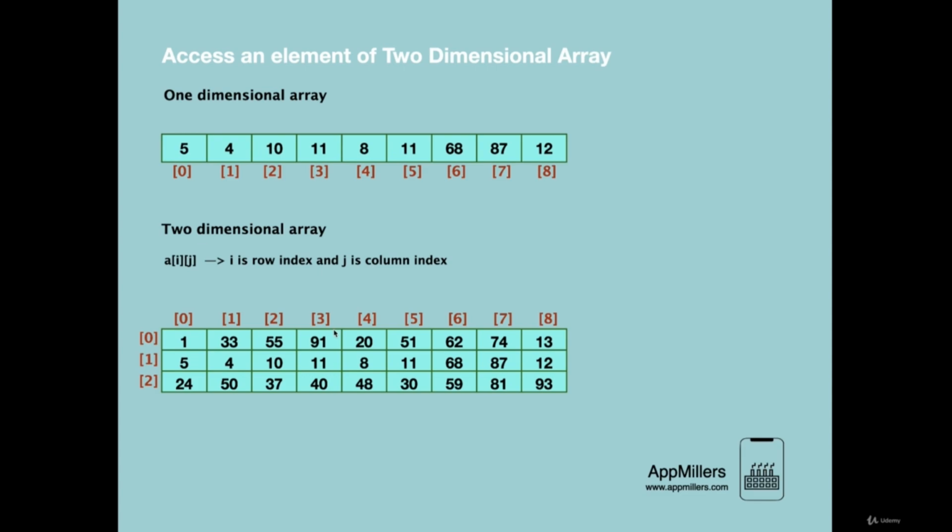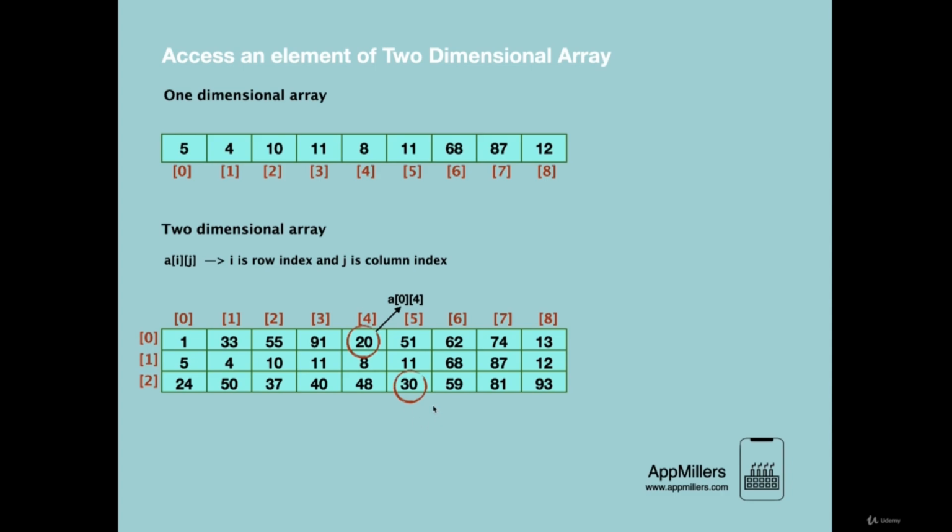So to access any given element in two-dimensional array, the syntax is like this. Here, the first index is I, which represents the row index, and the second index, which is J, represents the column index. So for example, if I want to access an element over here, first we need to find out the row index, which is, as you see, 0, and then we find out the column index, which is 4. So to access this element, we need to write something like this. Here 0 is the row index and 4 is the column index, and A is the name of the array.